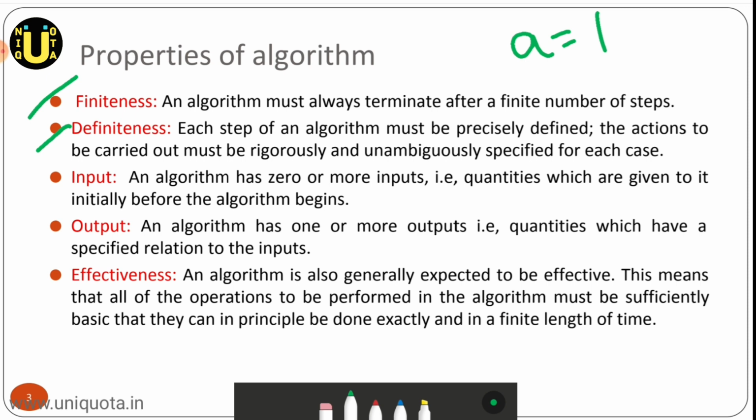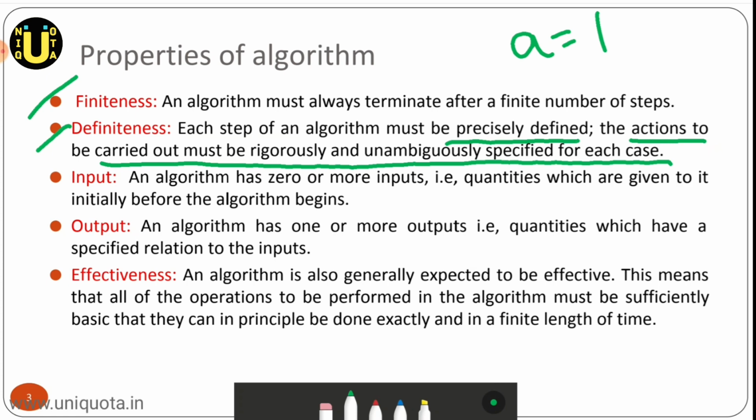But here, the definition you should know a bit to explain if any question comes for engineering students, properties of algorithm. So definiteness: each step of an algorithm must be precisely defined. What step you are taking, how you are taking it should be precisely defined. The actions to be carried out must be rigorously and unambiguously specified for each case.